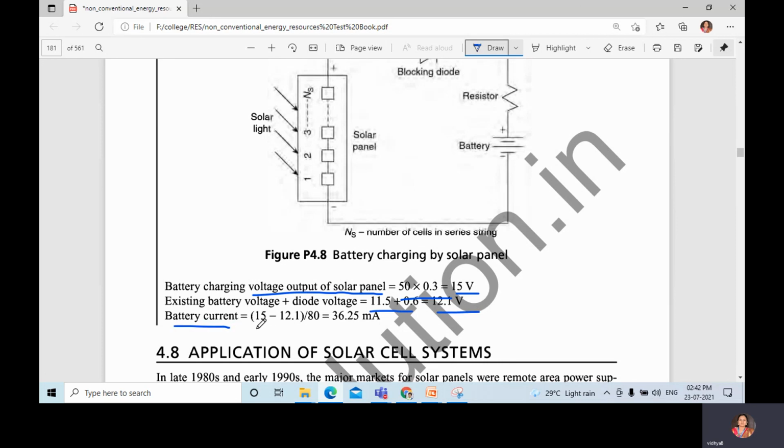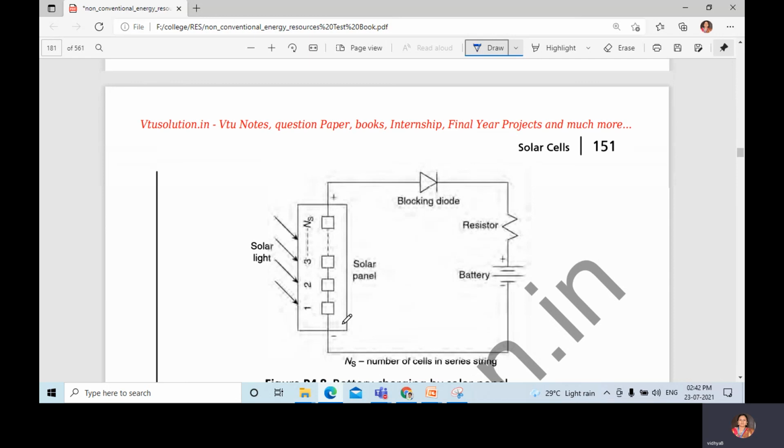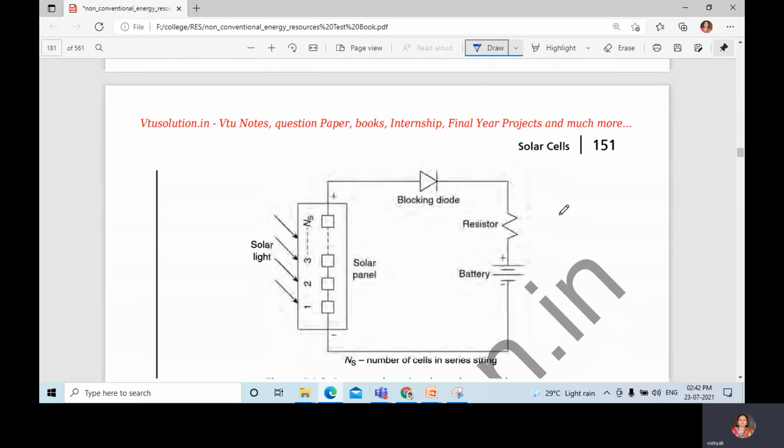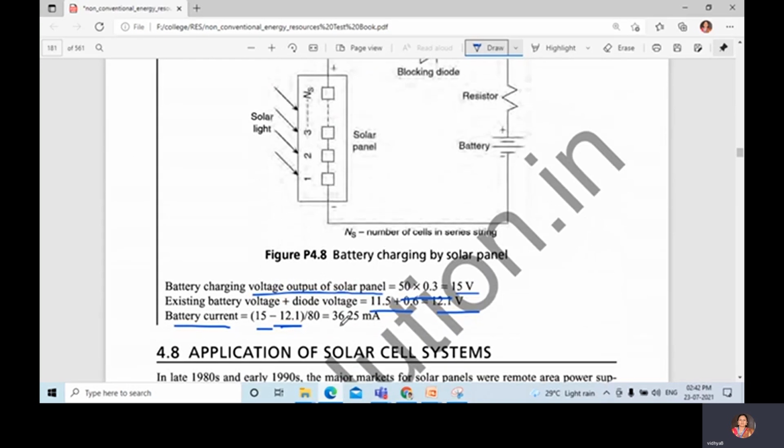Battery current is equal to (15 minus 12.1) volt divided by 80, where 80 is the resistance value. If you do that, you will get a current value of 36.25 milliamps. Okay, these are the problems regarding solar panel.